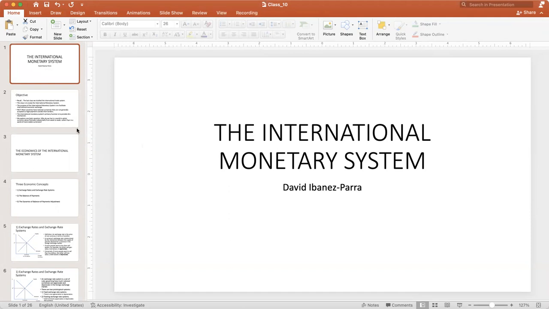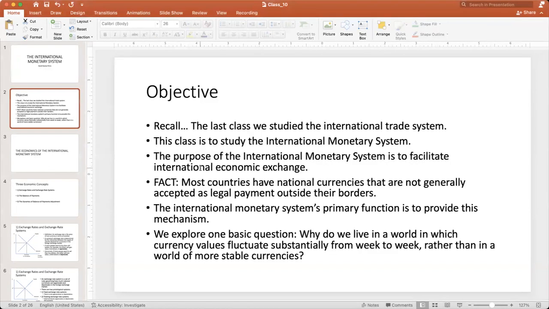So we are going to study in this week the international monetary system. Recall that in the last class we studied the international trade system, and we spent one class trying to understand the World Trade Organization, its story, its evolution, and so on and so forth. But this class, we are going to study the international monetary system. Why? Because the purpose of the international monetary system is to facilitate international economic exchange, which at the end is the other part of the coin.